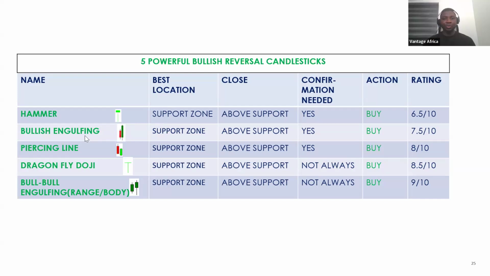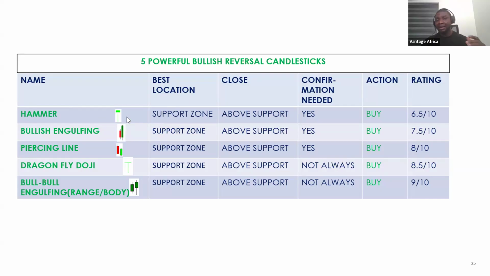So now we're going to go through a few candlestick reversal patterns. The first one is what we call the hammer candlestick. First of all, remember we're talking about bullish signs, bullish reversal patterns. Usually when you see this kind of candlestick, it's telling you that price is about to buy.